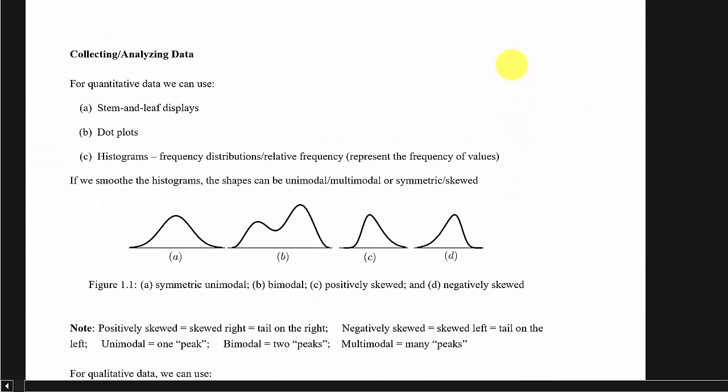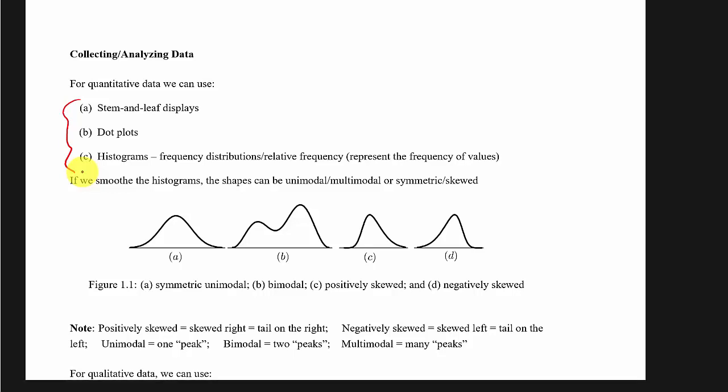All right, and then analyzing data for quantitative data, we can use stem and leaf displays, dot plots, histograms, frequency distribution. They have the frequency distributions, relative frequency, represent the frequency of values. I'll talk more about these three when we get to each of those. I'll go into more detail.